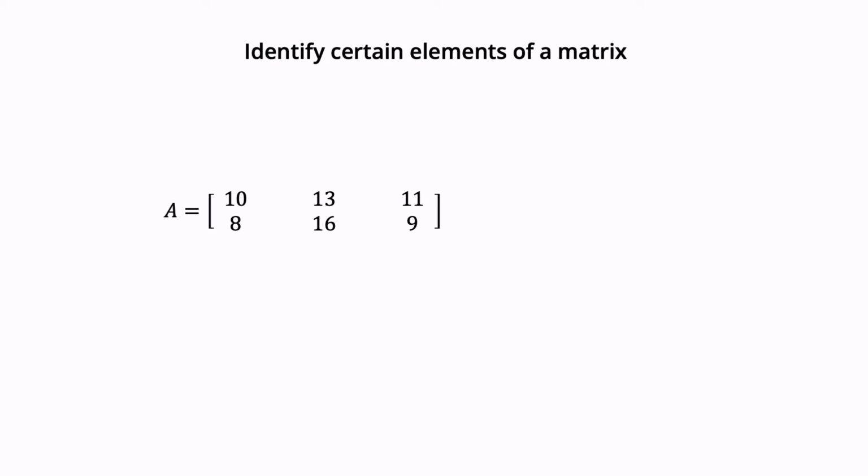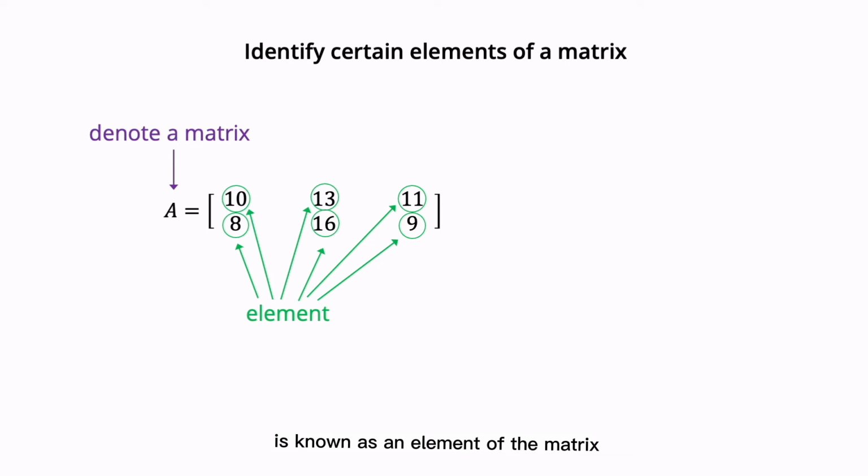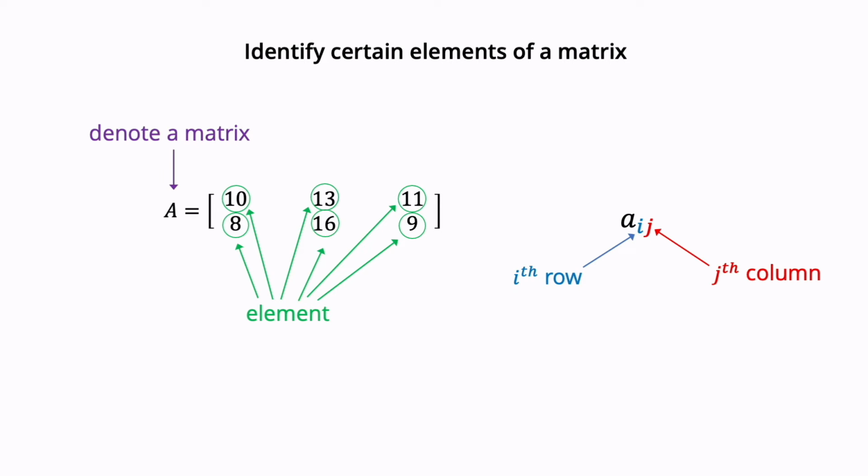Next, we can identify certain elements in a matrix. For this matrix, a capital letter is used to denote a matrix. Every number in the matrix is known as an element of the matrix. In general, the position of each element at the i row and j column in matrix A can be represented as Aij, the i row and the j column.